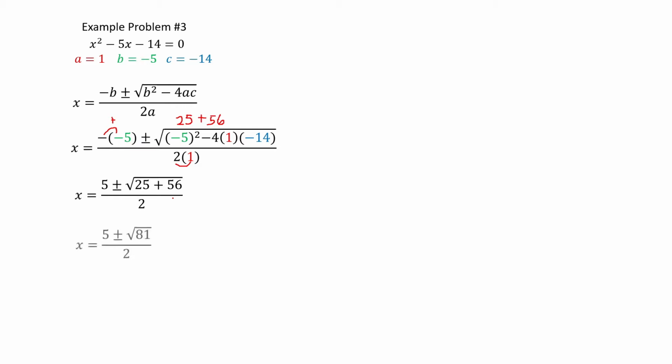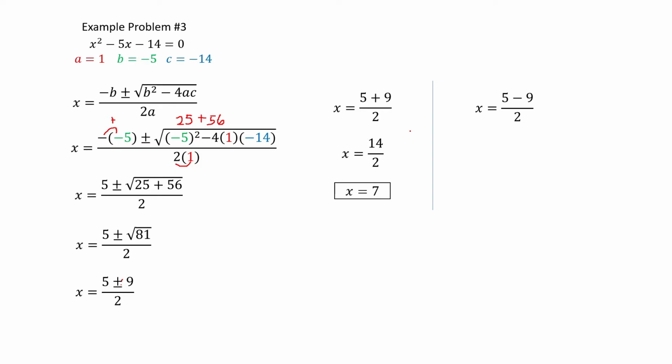This will be 81. And the square root of 81 will be 9. And again, we will separate it into positive and negative sign here. 5 plus 9 over 2, and 5 minus 9 over 2. Let's first solve 5 plus 9 over 2. This will be 14 divided by 2, and 14 divided by 2 is equal to 7.